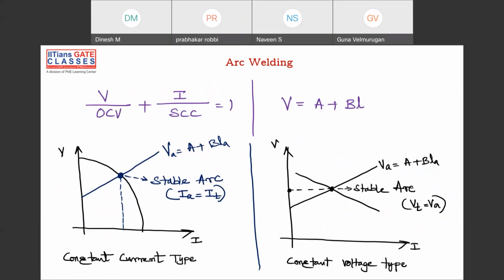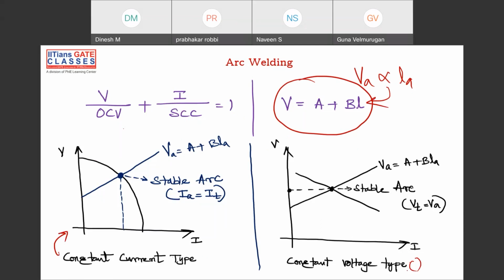Fine. Now, sir, how do I make the settings that I have to take? How do I make these settings, right? Already you know that V is equal to A plus BL. This is because you already know arc voltage is directly proportional to arc length, and then we have converted that to this. We also know that this equation is V by OCV is equal to I by SCC. And this is your constant current type, used for manual welding, and this is the constant voltage type, used for automatic welding. Constant voltage is for automatic welding, constant current is for manual welding. Fine. Now, you know that this is your intercept A and the slope is B here, right?